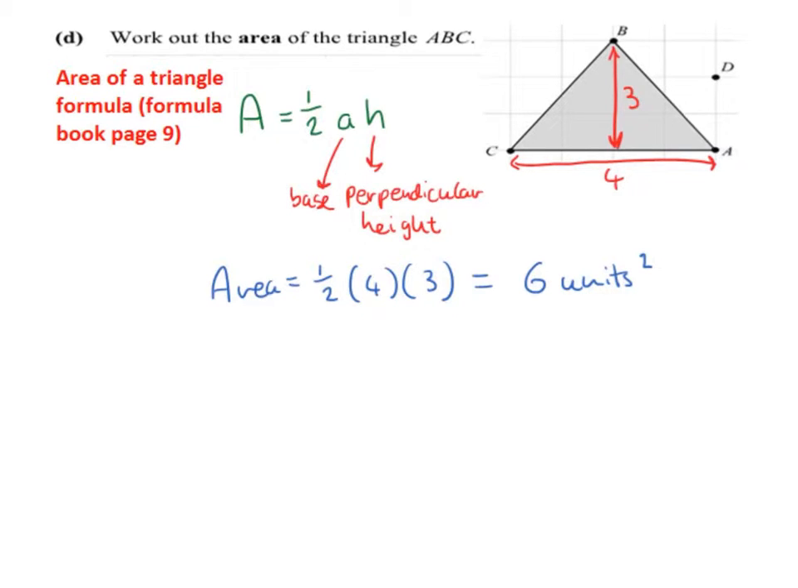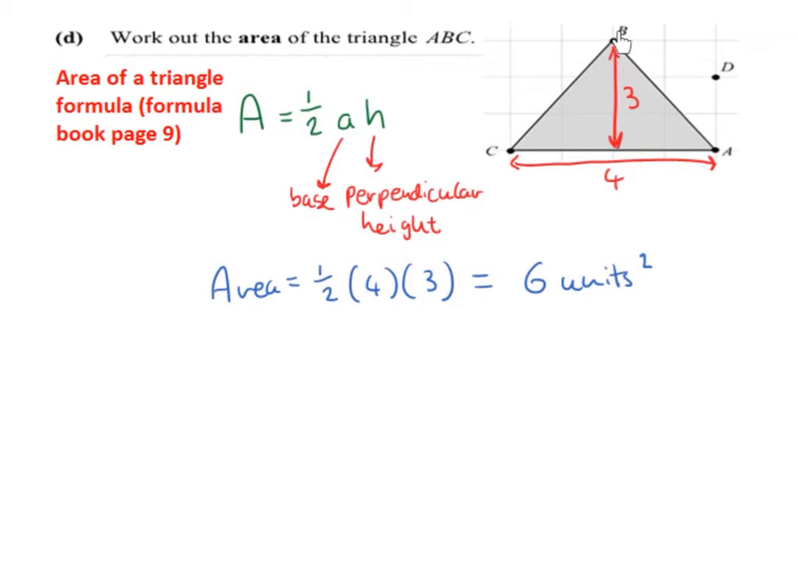So we need to figure out, well, what is the base first of all? And we can see from C to A, it is a distance of 4 units. So 1, 2, 3, 4 units. So we're going to swap the A for 4 with brackets around it. Very important that when we do substitution, we always swap a letter for brackets and then we put the number inside the brackets. So the A, which represents the base, is 4 units across, so we put 4 with brackets around it. Then the H, representing the perpendicular height.